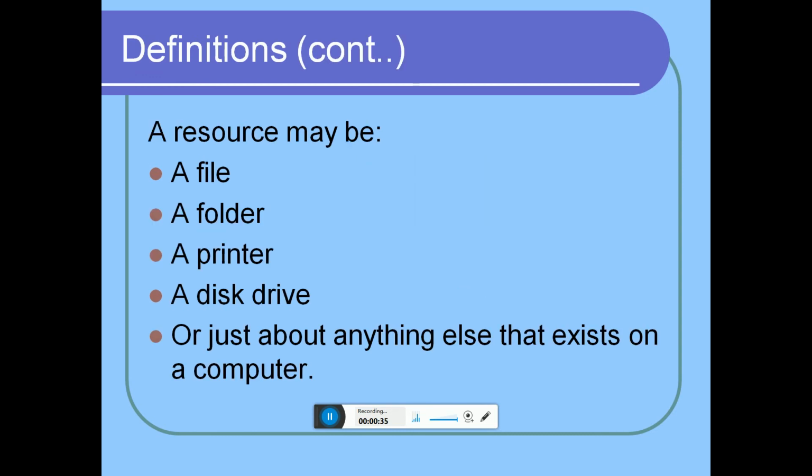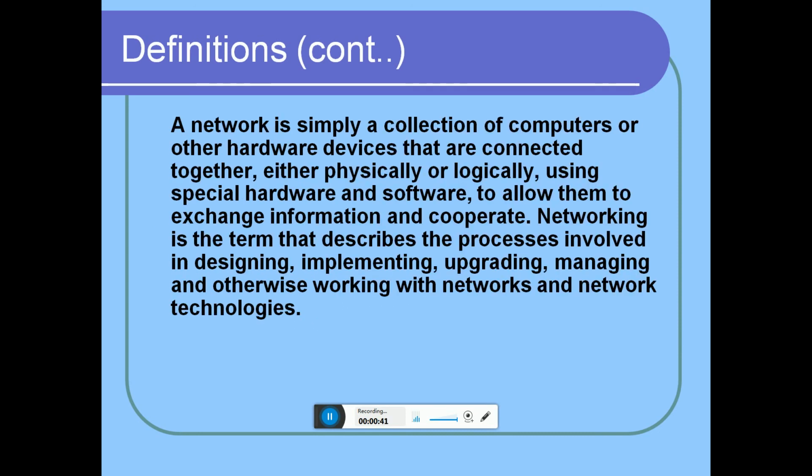Definition: a resource may be a file, folder, printer, disk drive, just about anything. Definition: a network is simply a collection of computers and other hardware devices that are connected together, either physically or logically, using special hardware and software to allow networking.